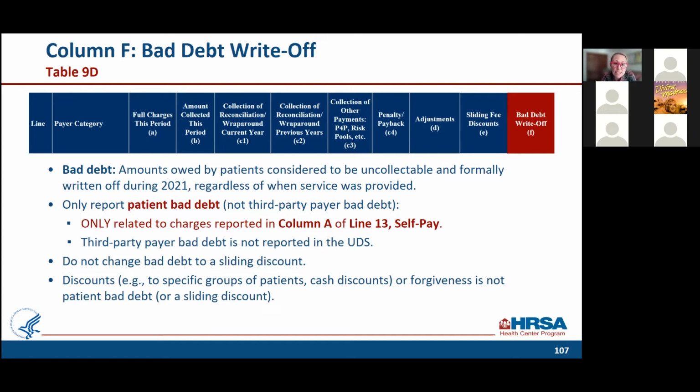Only patient bad debt is reported in UDS, not third-party bad debt, meaning only charges or claims on the self-pay line can be written off and therefore reported in column F. Only line 13 allows bad debt reporting, and bad debt should not be reported as a sliding discount. Discounts or debt forgiveness are also not bad debt.